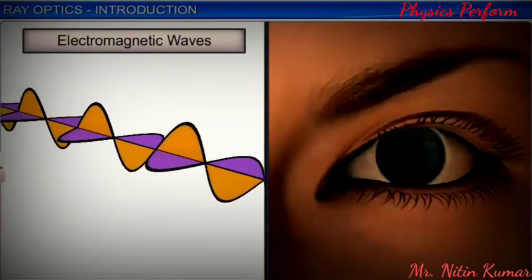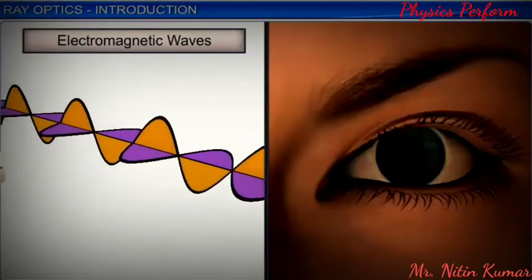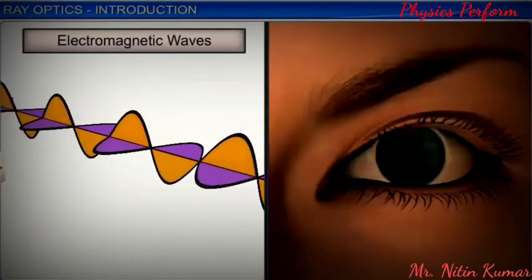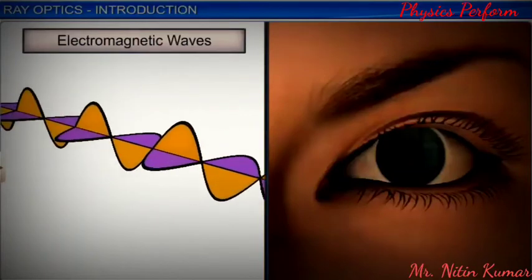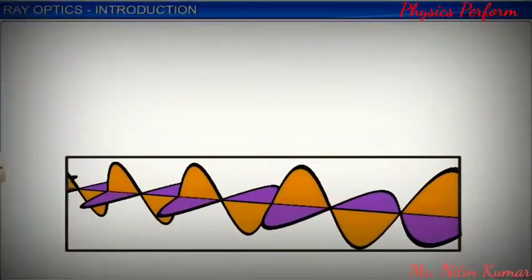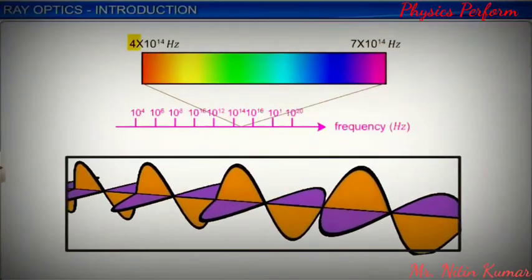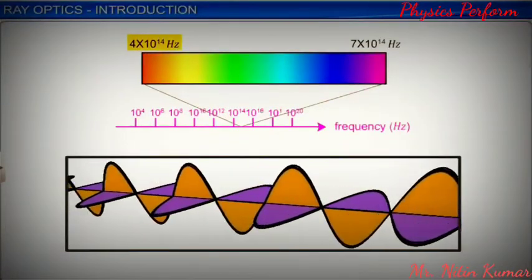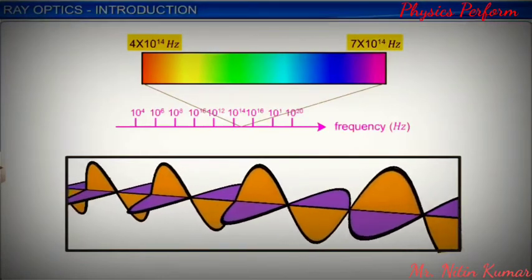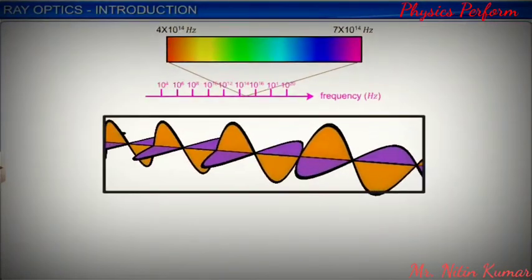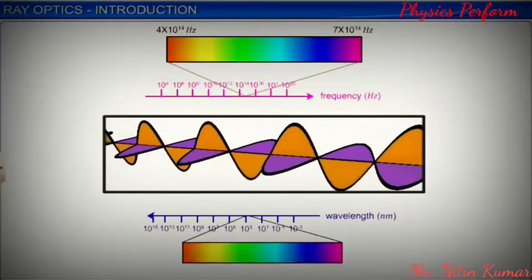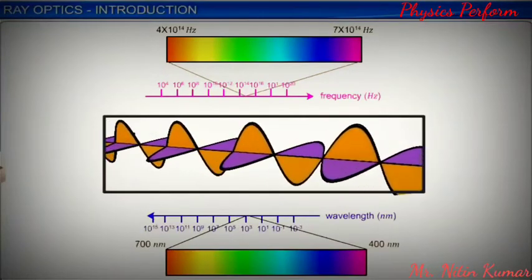The electromagnetic waves to which the human eye is sensitive are called visible light. The approximate frequency range of visible light is 4 into 10 power 14 Hz to 7 into 10 power 14 Hz.